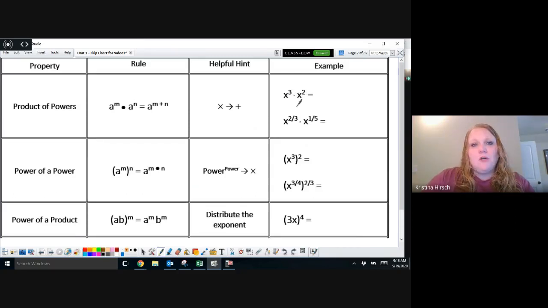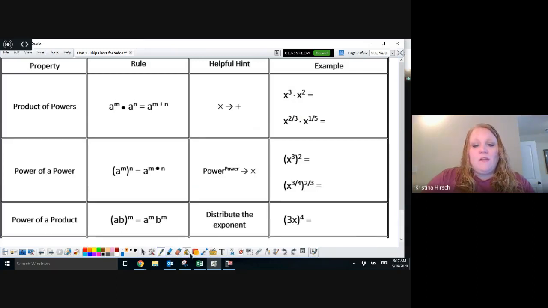A rational number is a number that can be rewritten as a fraction. You'll notice that we have x cubed times x squared, those are whole numbers, right? But 2/3 and 1/5, those are fractions. So those are considered rational exponents. I'm going to use the whole numbers to help refresh your memory, and then we'll extend that to include rational numbers.